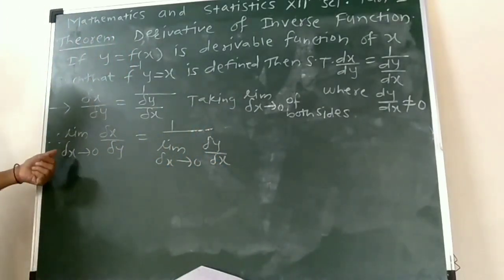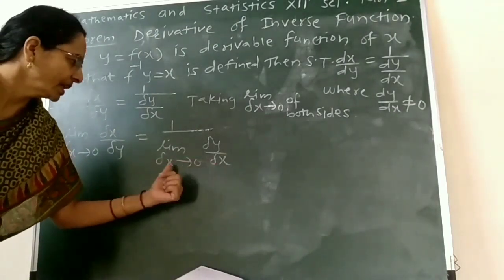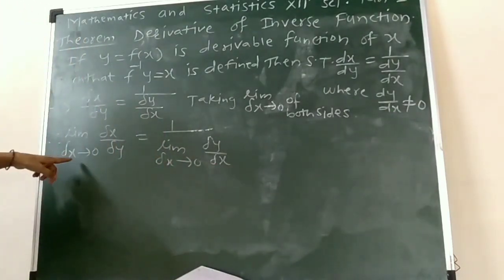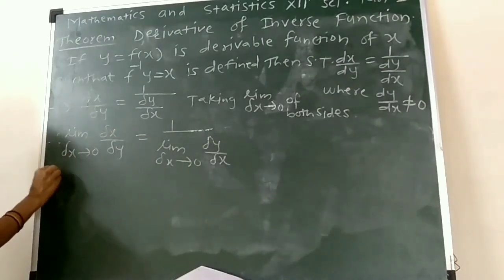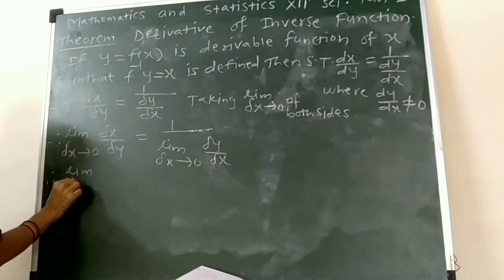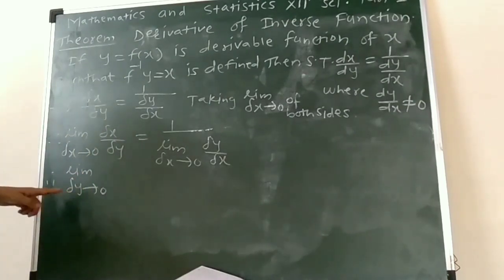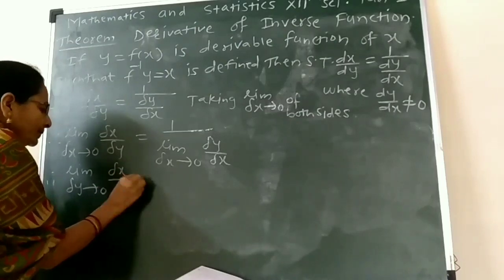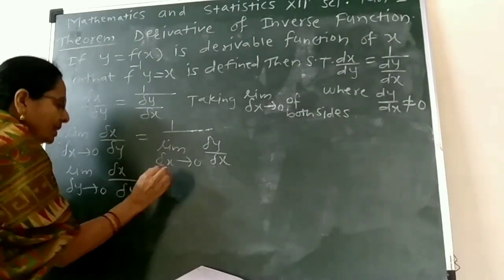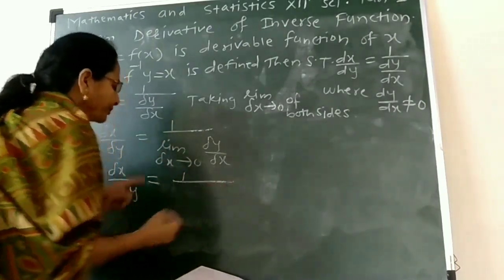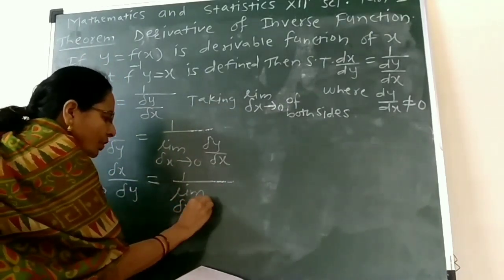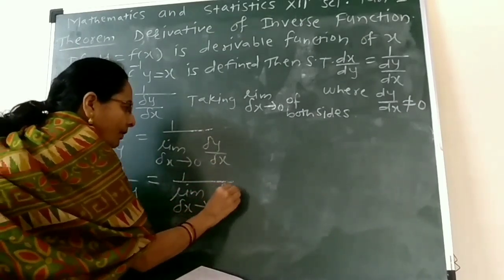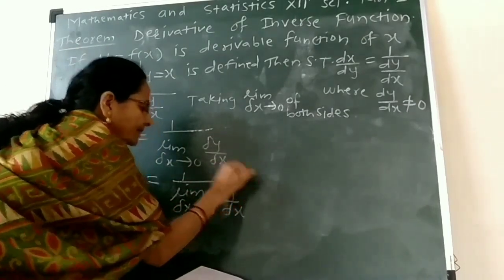If we see, here is delta x and delta y, limit does not exist. Here delta y and delta x limit exist. So we change this limit as delta y tends to 0. Therefore, limit as delta y tends to 0, delta x by delta y is equal to 1 upon limit as delta x tends to 0, delta y upon delta x.